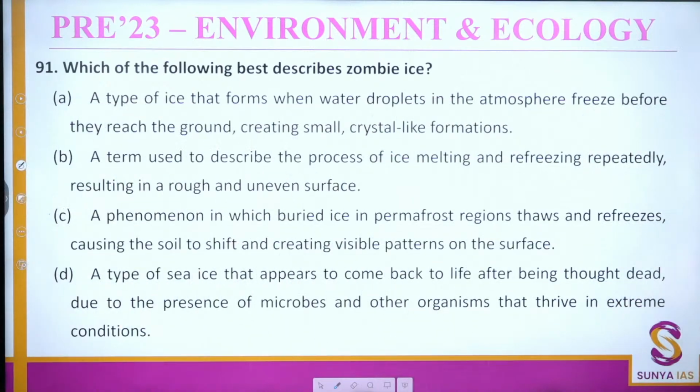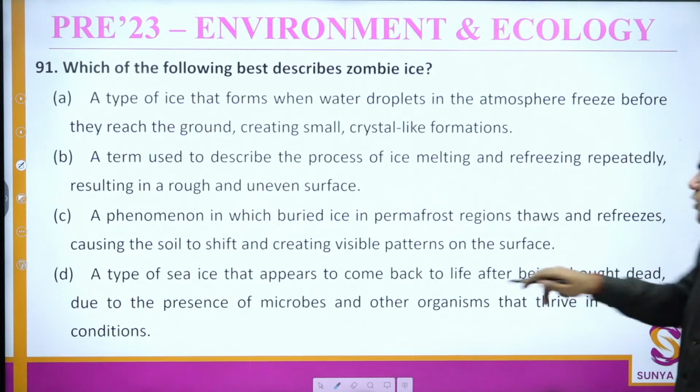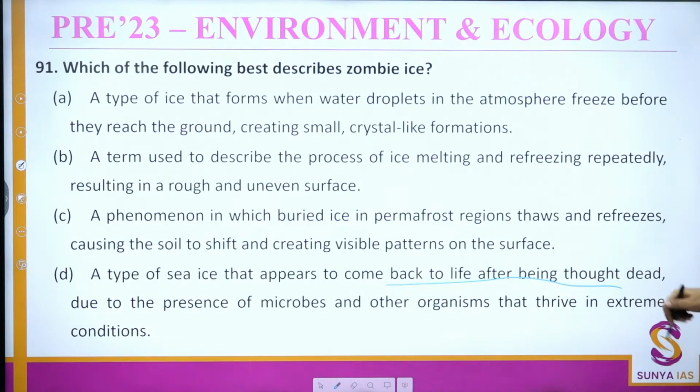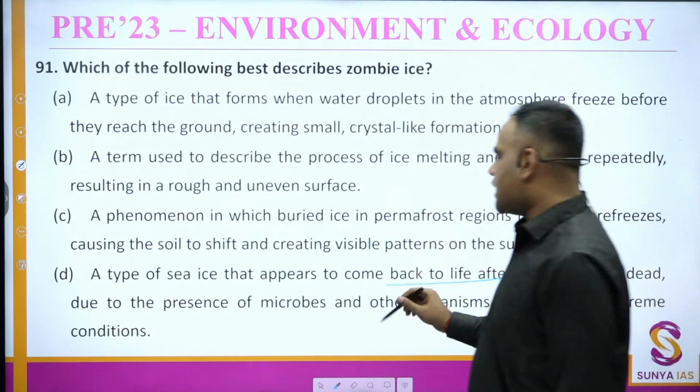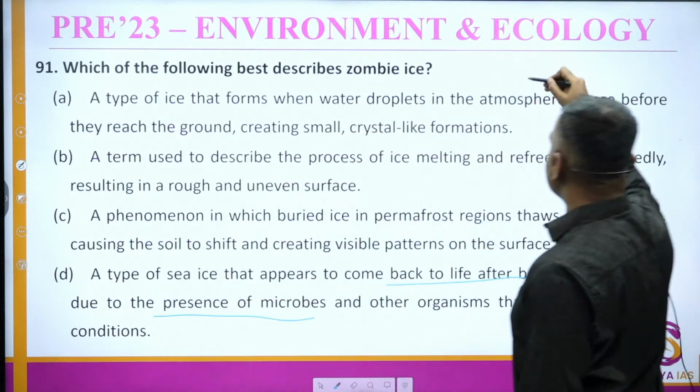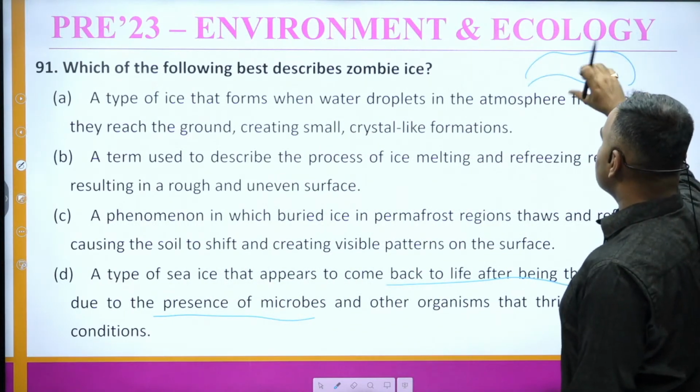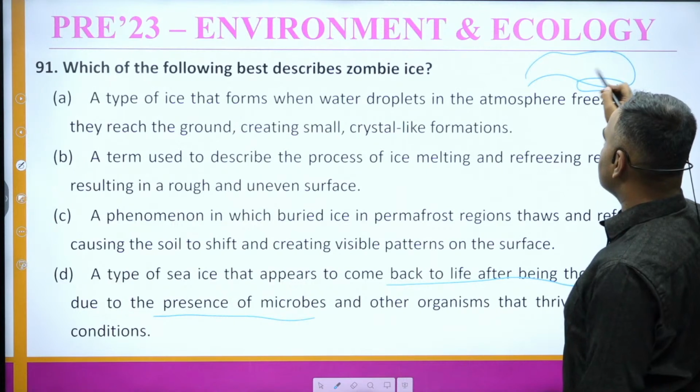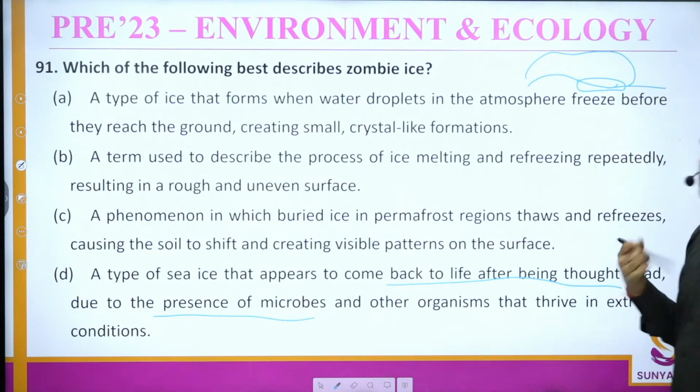Then we have the next question, that is zombie ice related. So what is this zombie ice? Here it is a type of ice that appears to come back to life after being thought to be dead. Why? Because of the presence of microbes, etc. So let's say you have normal ice and some part of it is infested by some microbes in these extreme conditions.